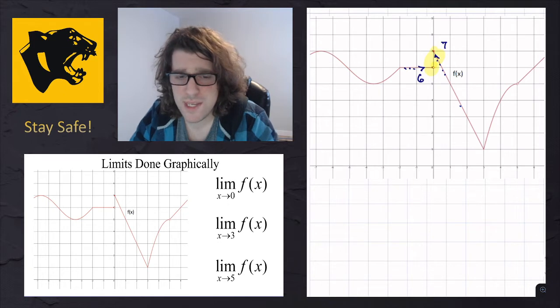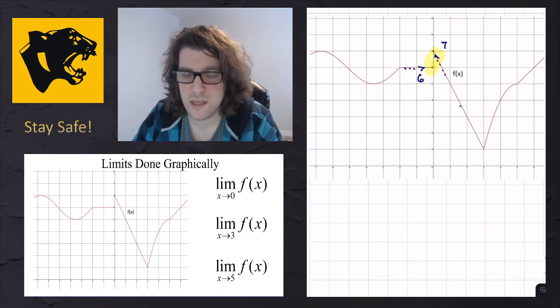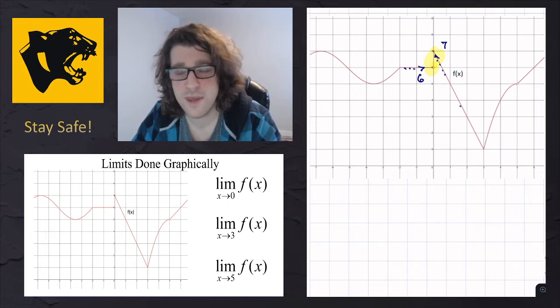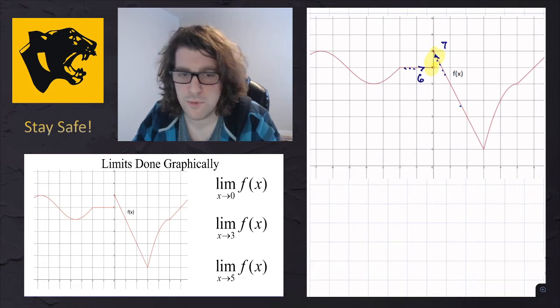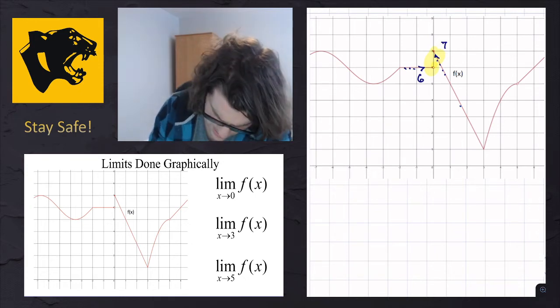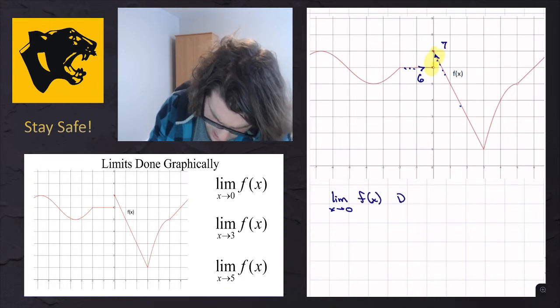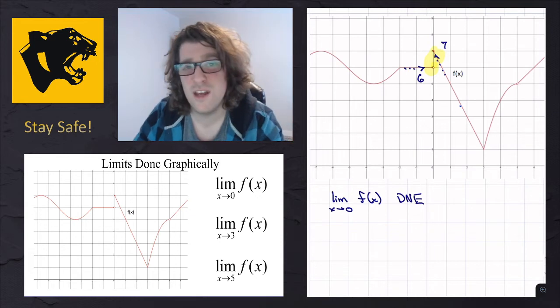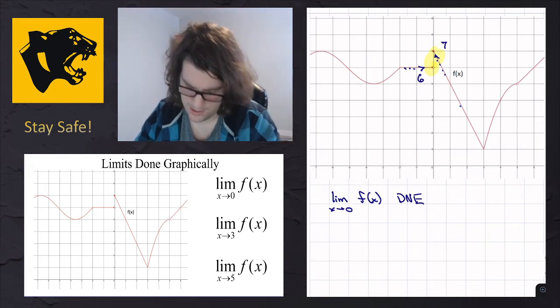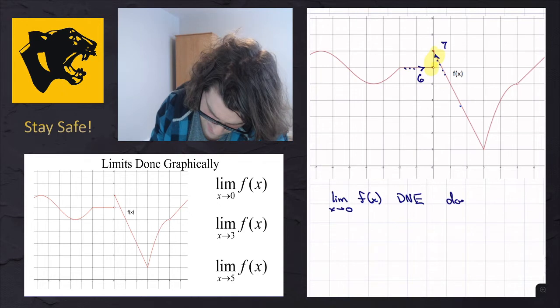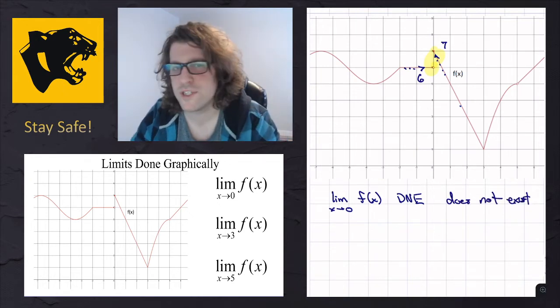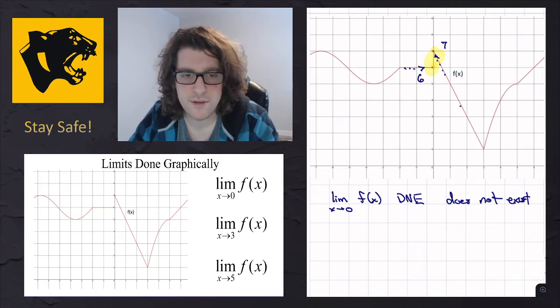Now, because it appears like we should be a 6 from the left, and it appears like we should be a 7 from the right, the way we actually write that is that the limit as x approaches 0 of f of x is actually not equal to anything. It is instead DNE, does not exist. So most of the time we would just use DNE for that particular statement.